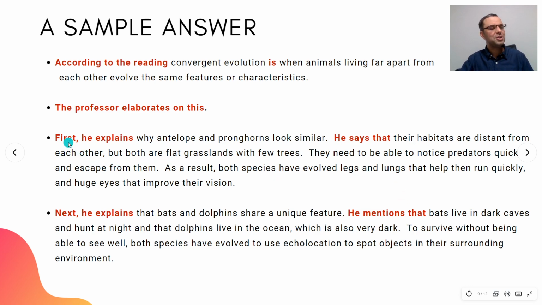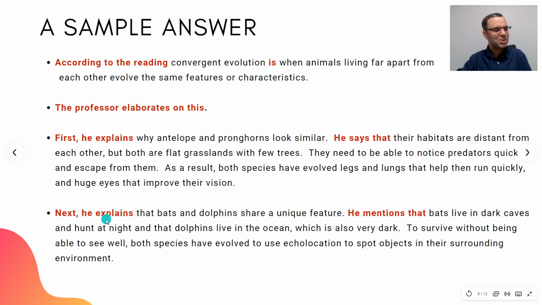Now, I want to draw your attention to the first line here of the first example. I say, first he explains why antelope and pronghorns look similar. So this is a little summary of everything he talks about there. A lot of students wish to use something like, first he mentions antelope and pronghorns. That's fine, that's okay, but I'm looking for something a little bit more sophisticated, and I want that summary.